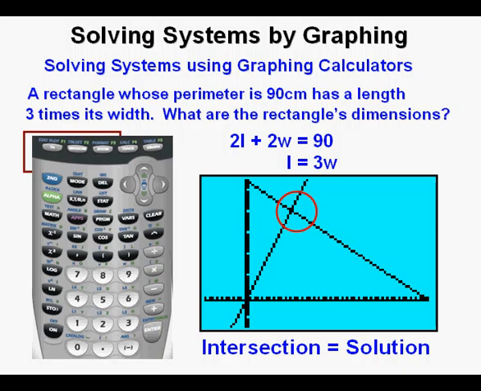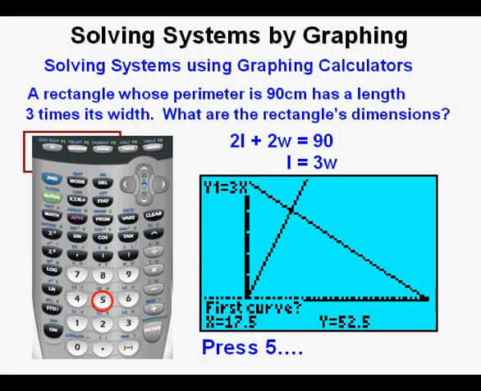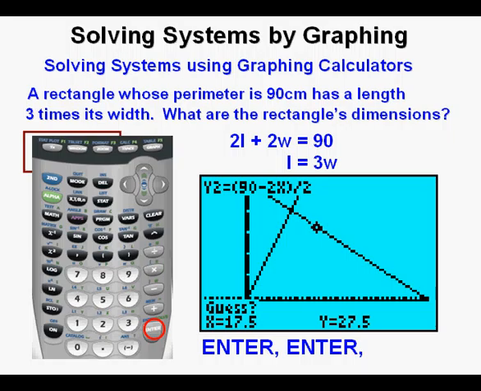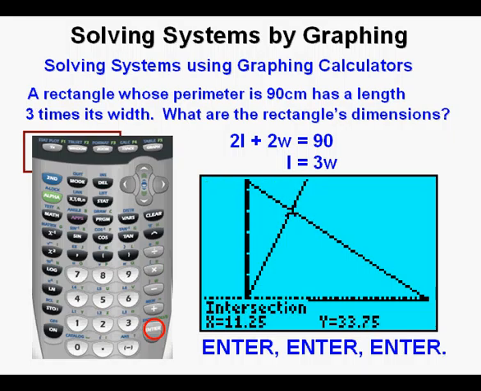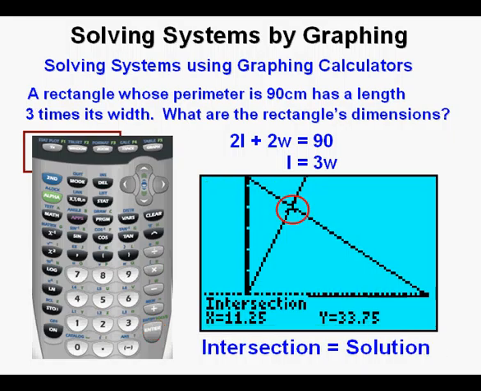We can get it by pressing second, press trace, press 5 for the intersection, press enter, then enter again, and enter one last time. Here we see the intersection or solution, and the rectangle has a width of 11.25 centimeters and a length of 33.75 centimeters. This problem would have been tough to do accurately by graphing using graph paper.